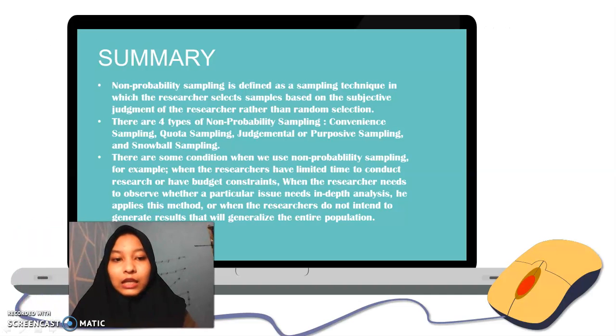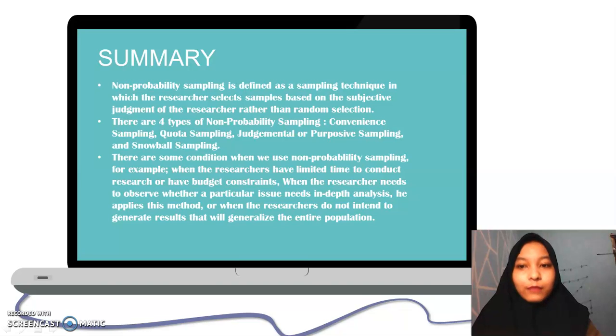Here is the summary from my explanation. You can click the pause button to read the entire sentences.